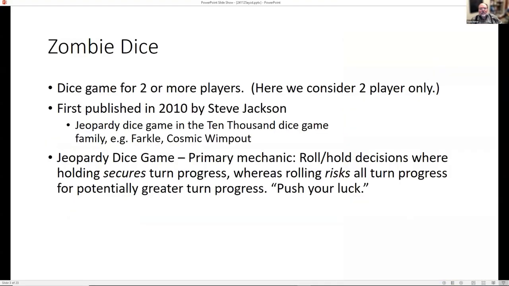Zombie Dice is a dice game for 2 or more players, but here we only look at the 2-player version, and it's a type of Jeopardy dice game where the primary mechanic is to make roll or hold decisions. A hold decision secures your turn progress, whereas rolling risks that turn progress for potentially greater progress. These are also called push your luck games.